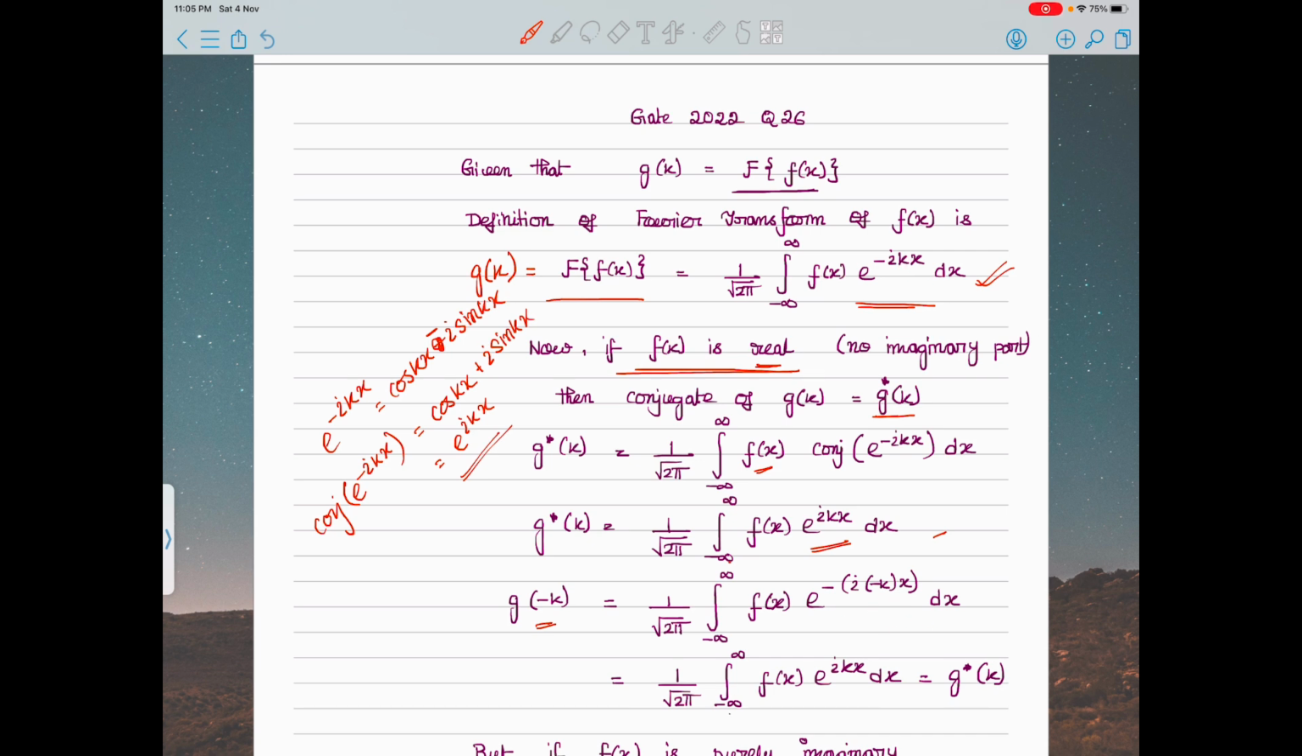Finally, we are getting 1 upon root 2 pi, integral from minus infinity to infinity of f(x) e to the power iota kx dx. And we have also found that g star k is also the same. Therefore, g of minus k is equal to g star k. That means that f(x) is real.